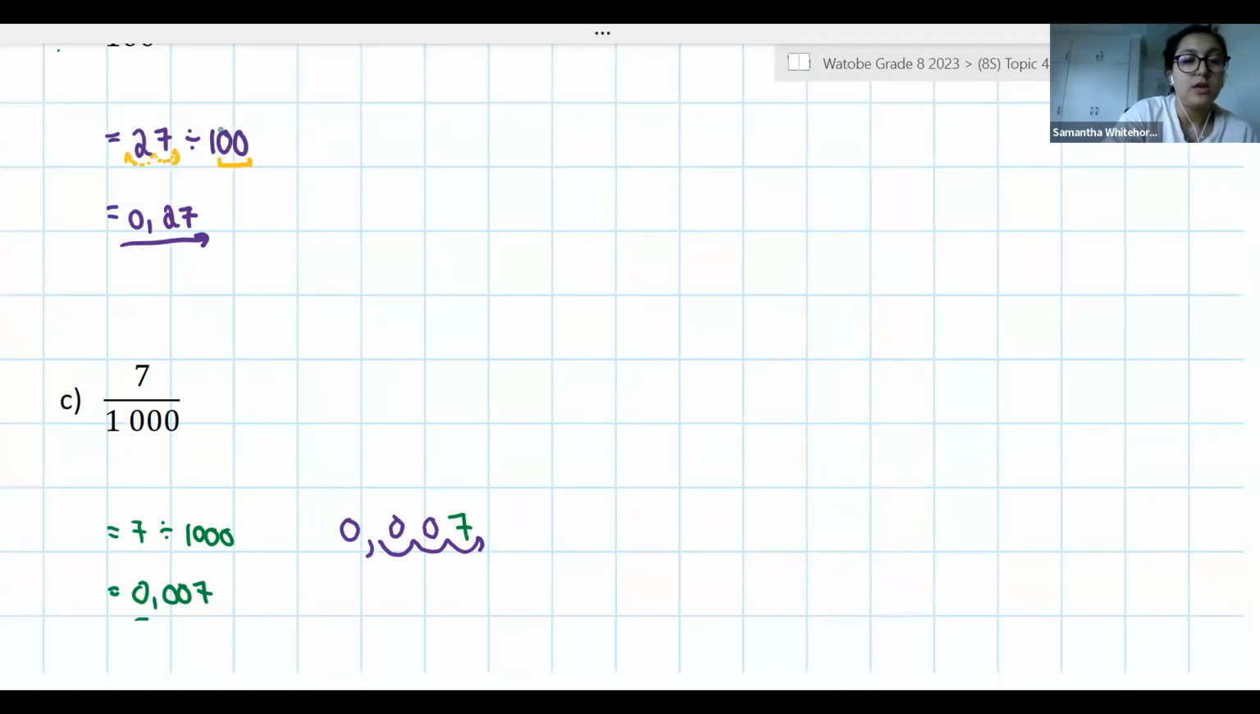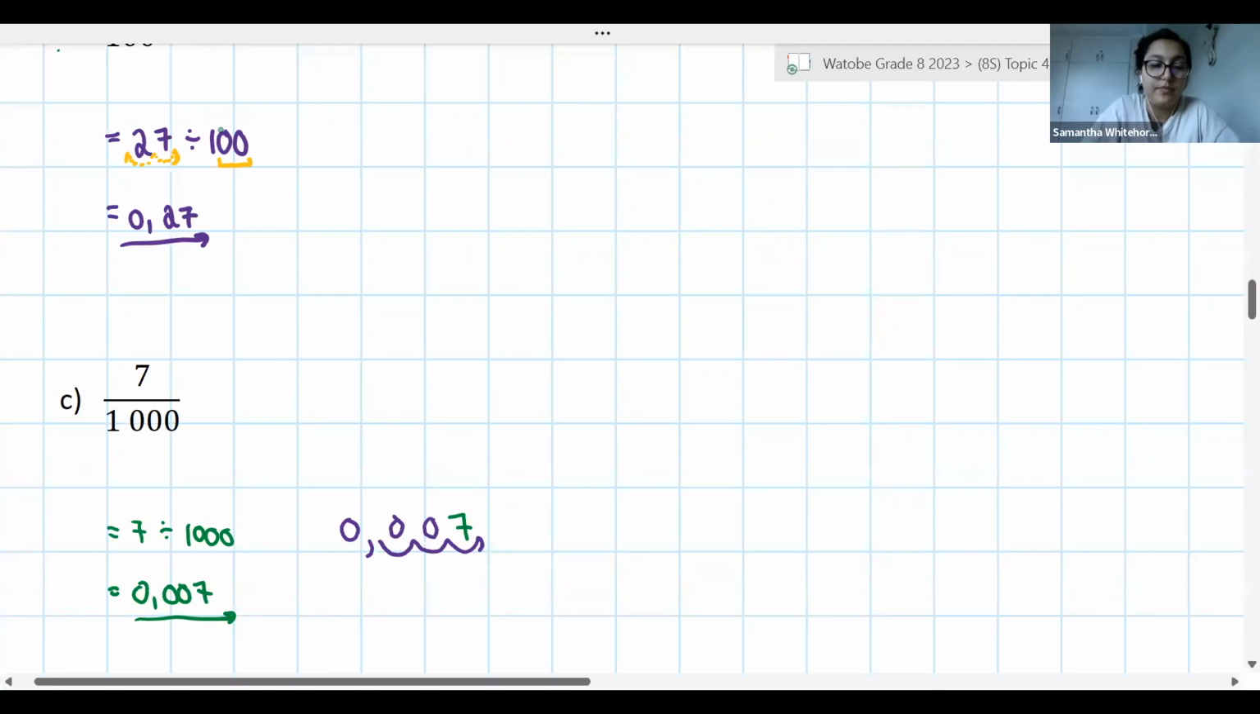0,007. Now you can always check yourself on a calculator if you want to. If I type in, I don't think that's going to work.